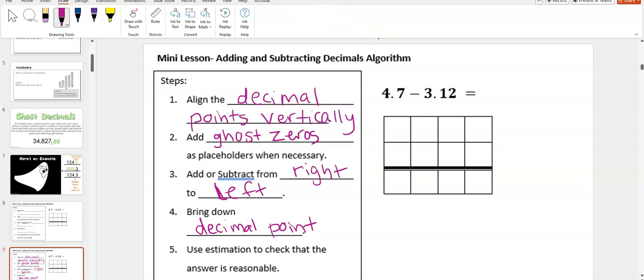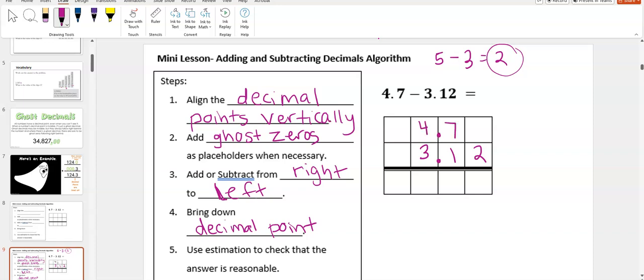So for example, if I estimate this problem right here, I would probably estimate 4.7 to be close to 5 and 3.212 to be close to 3. 5 take away 3 is 2. So my answer should be somewhere close to 2. Now I'm going to go ahead and do my subtraction. I found these little boxes are helpful when lining up your decimals. So I'm going to fill in my biggest number here first, and then I'm going to line up my decimals next, filling in any ghost zeros that are needed. Now I can just add from left to right and top down.